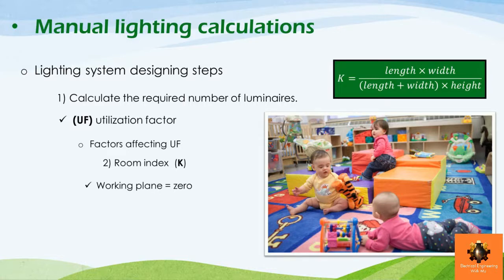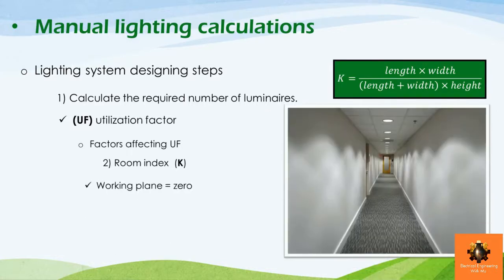And the same thing if we are designing the lighting system for the corridor, as in that case the working plane will be 0. This is because the height will be the total height starting from the floor to the ceiling of the corridor. Very good.